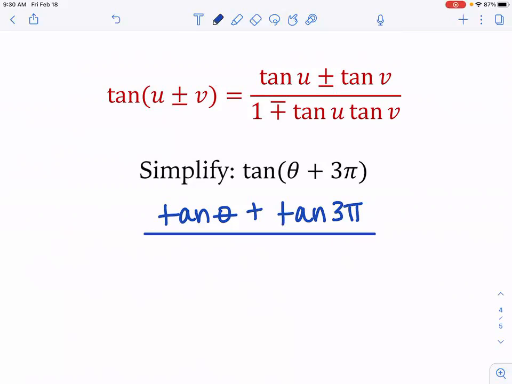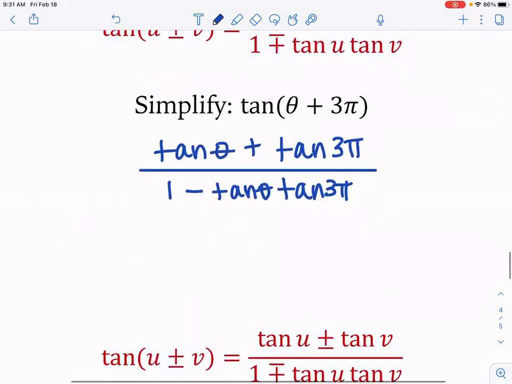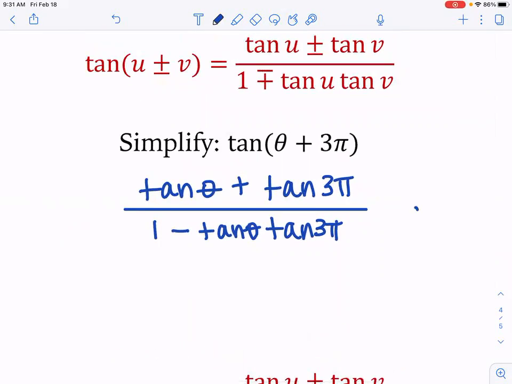Now our denominator is 1 minus plus. So since we have addition inside of our tangent, we're going to go ahead and apply subtraction right here. Okay. Tangent U, tangent V. So we're going to write tangent theta, tangent 3 pi. Okay, just like before, I need to see this middle step. Okay, so I guess we should say sum formula.